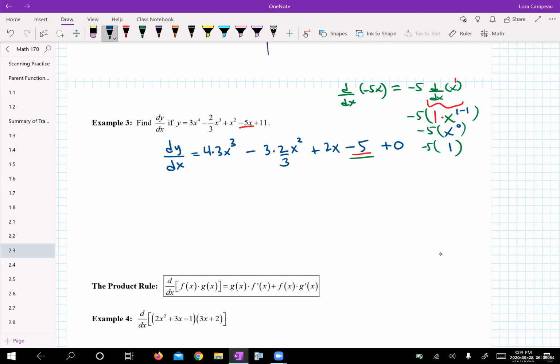Now let me clean this up. 4 times 3, we're going through some multiplication. So we have 12x cubed. And now if we do the multiplication of the fractions, we kind of got lucky. The 3's divided out. So we have minus 2x squared plus 2x minus 5. So that's the derivative of that given polynomial function.